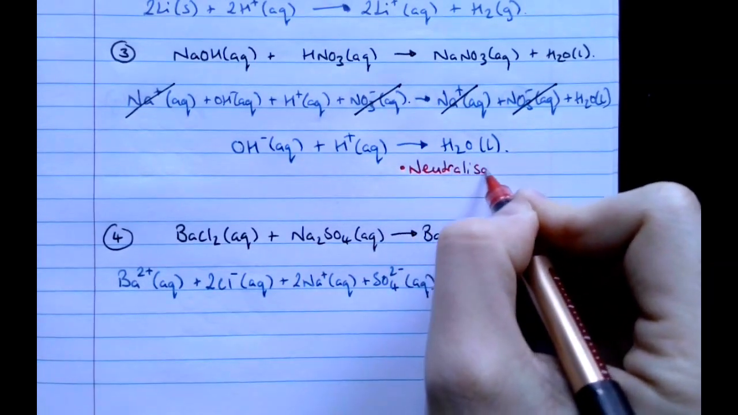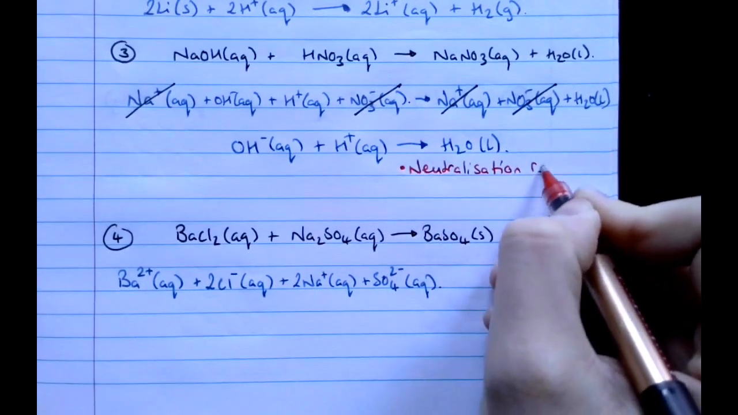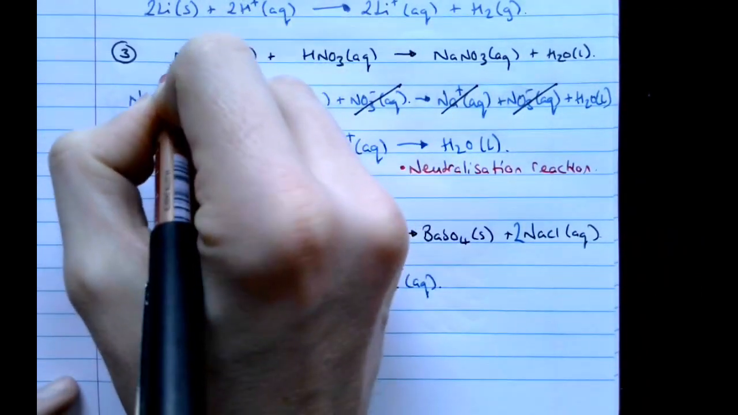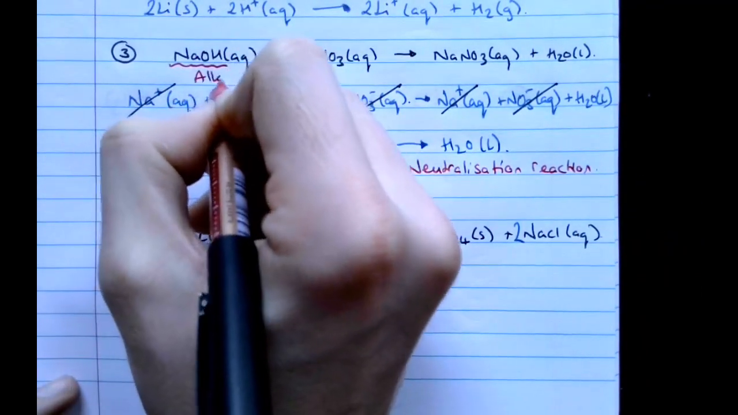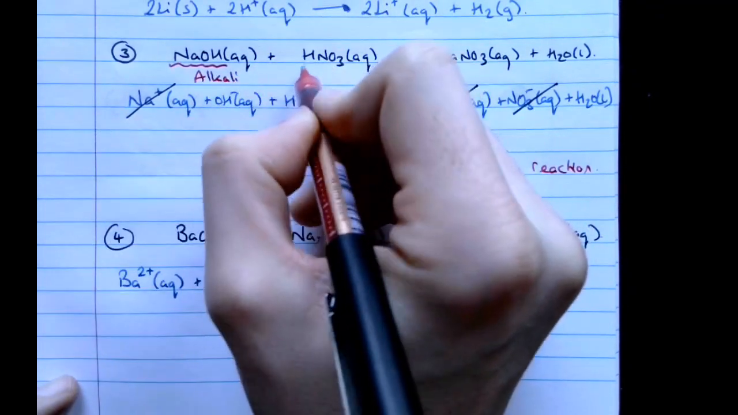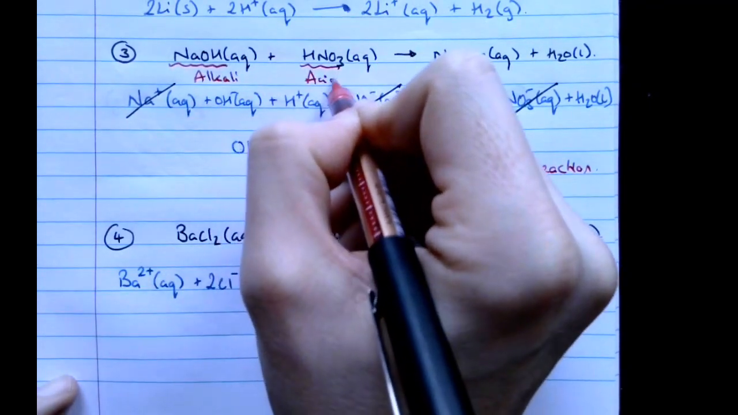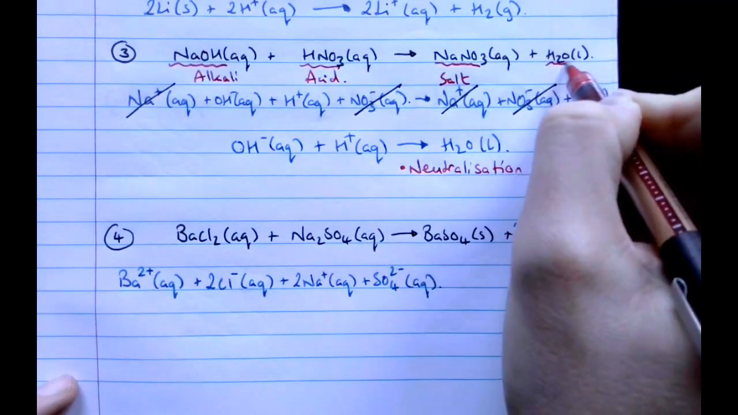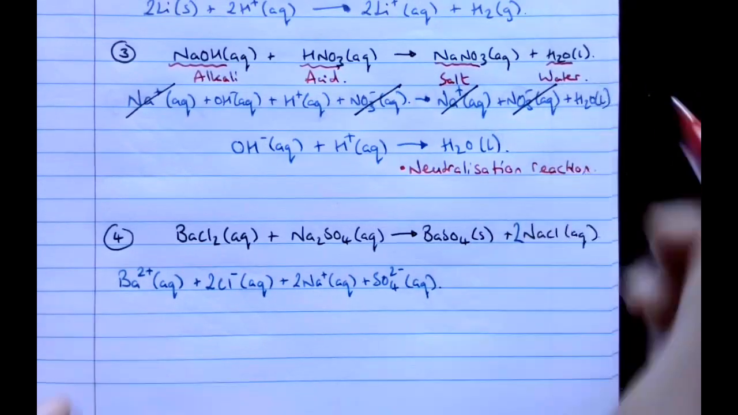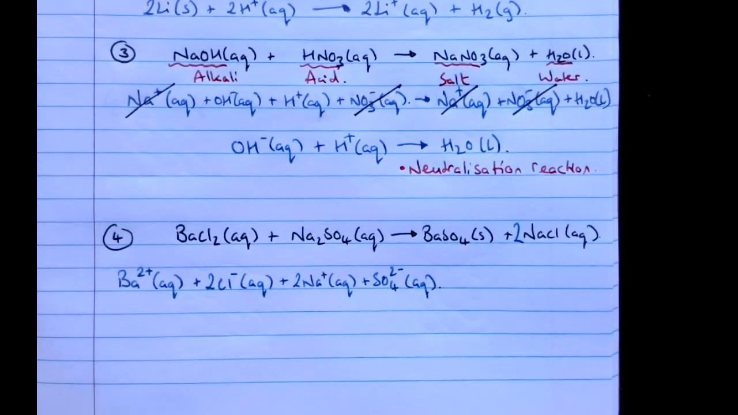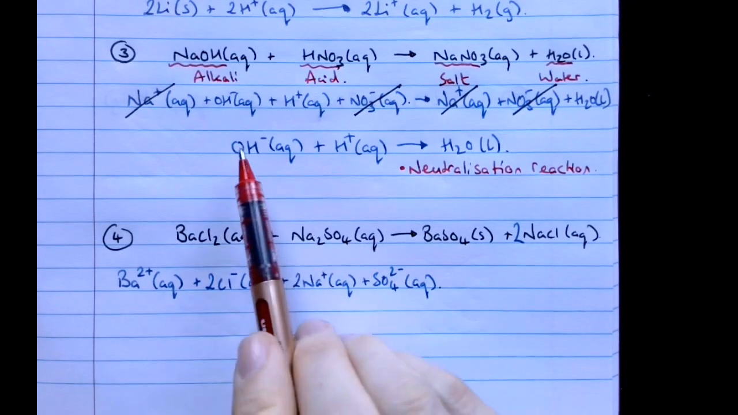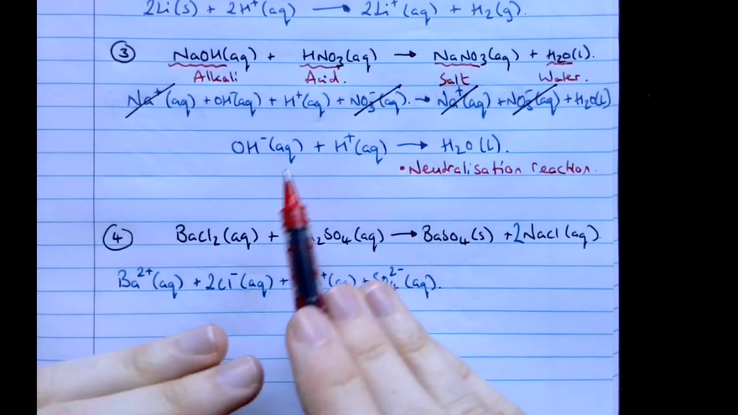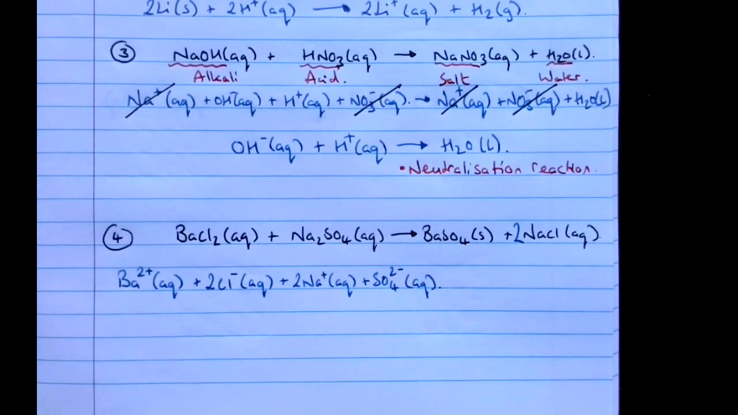So any neutralization reaction, that's what's really happening. Because up here, what have I got? I've got an alkali, and I've got an acid, and this is a salt, and this is water. So that's your standard alkali plus acid gives you salt and water. What's really happening is you get your hydroxide ion and your hydrogen ion, and they combine together to give you water.